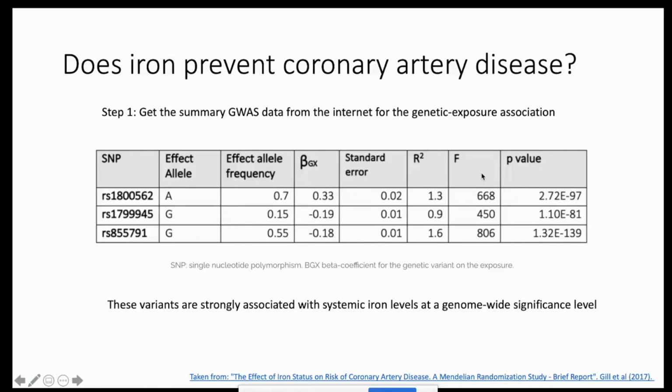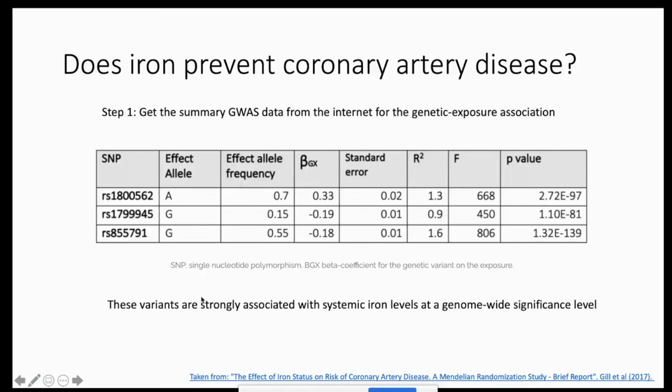We see the F statistic, which is a measure of association, and that shows that these are all quite strong. The R squared gives us an idea of what percentage of the variability in iron could be explained by this allele. We see that this is quite low, but that's not surprising because single nucleotide polymorphisms tend to describe only a small amount of the actual difference in phenotype, or the physical trait. And then the effect allele frequency just shows how frequent they are in the population. So this allele is seen in 70% of people.